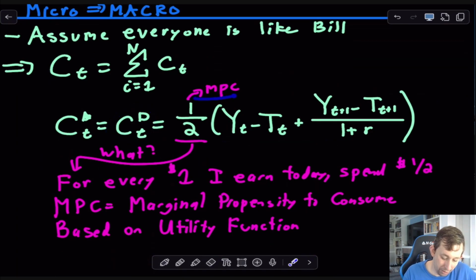Now this 1/2 here has a special meaning. This is what we call the marginal propensity to consume, because this means that for every dollar that lifetime income goes up or down, Bill's desired consumption today is going to go up or down by 1/2 of that amount. And this is based on the utility function. So if I change the utility function, I'm going to change the marginal propensity to consume, which will come up later when we talk about multipliers and things like that.